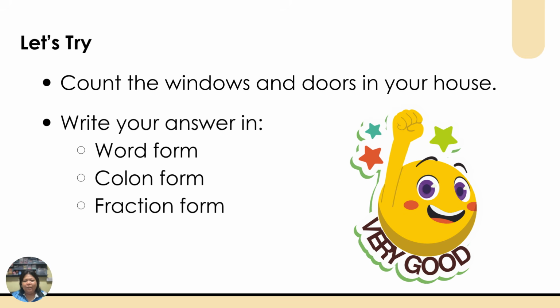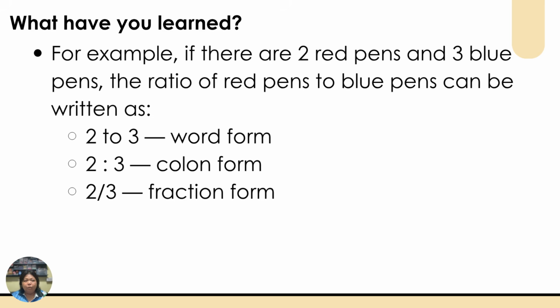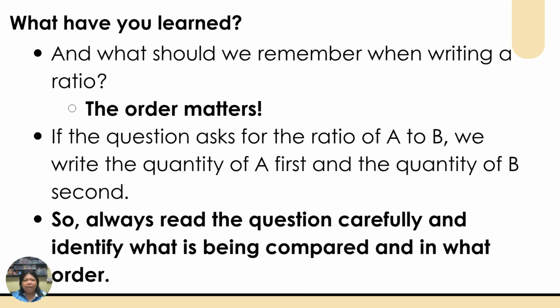Very good, children. So before we end our lesson, let's review what we have learned. Let me ask you, what is ratio? Ratio is a comparison of two quantities. What are the three ways we can write a ratio? We can write it in word form, colon form, and fraction form. For example, if there are two red pens and three blue pens, the ratio of red pens to blue pens can be written as 2 to 3 in word form, 2 colon 3 in colon form, and 2 over 3 in fraction form.